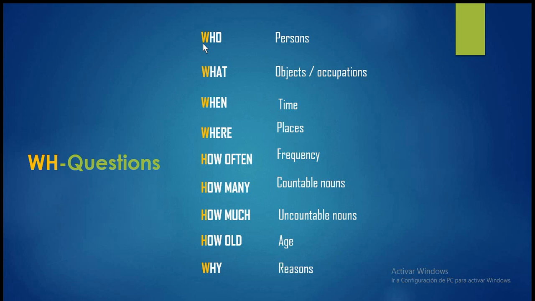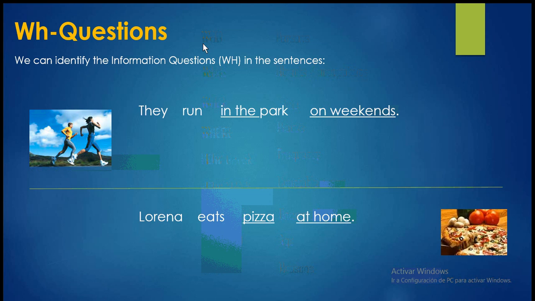And why? To ask for reasons. Why are you here? Why is your mom in the hospital? Why is your pet on the bed? Okay, so with this in mind, we can make questions, okay, with WH. We can identify the information questions in the sentence, okay?